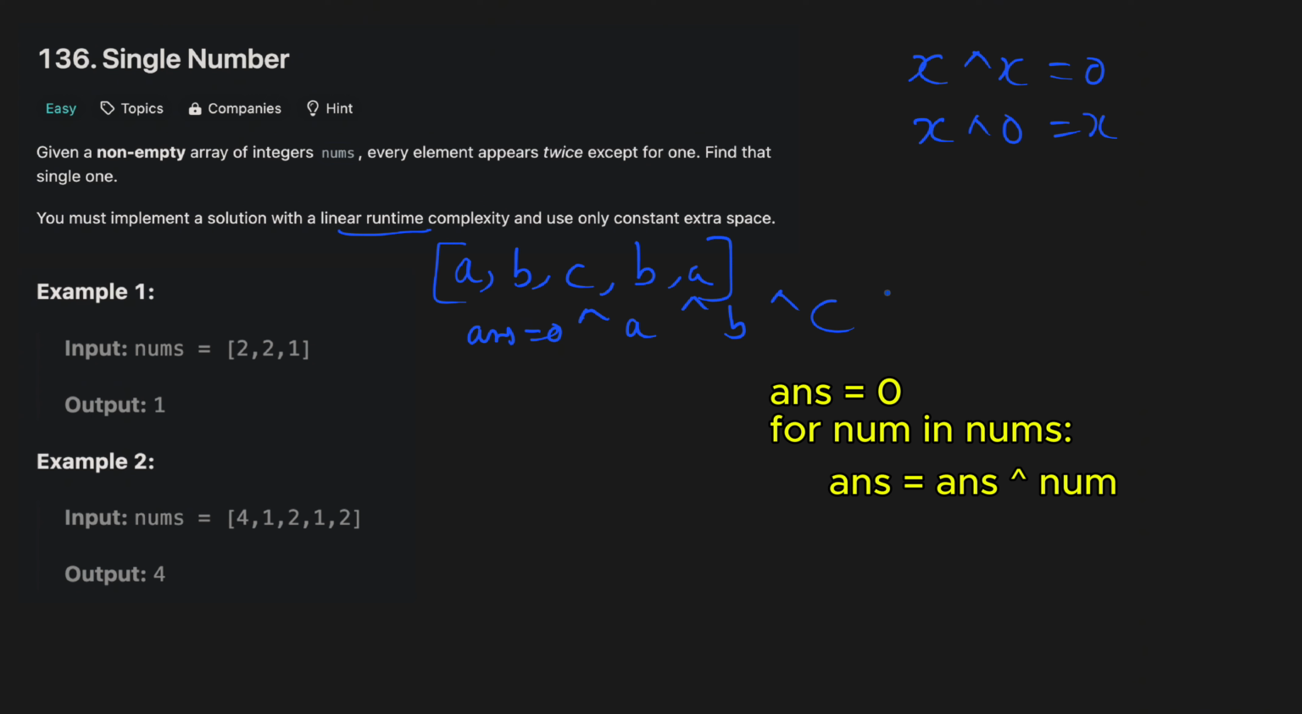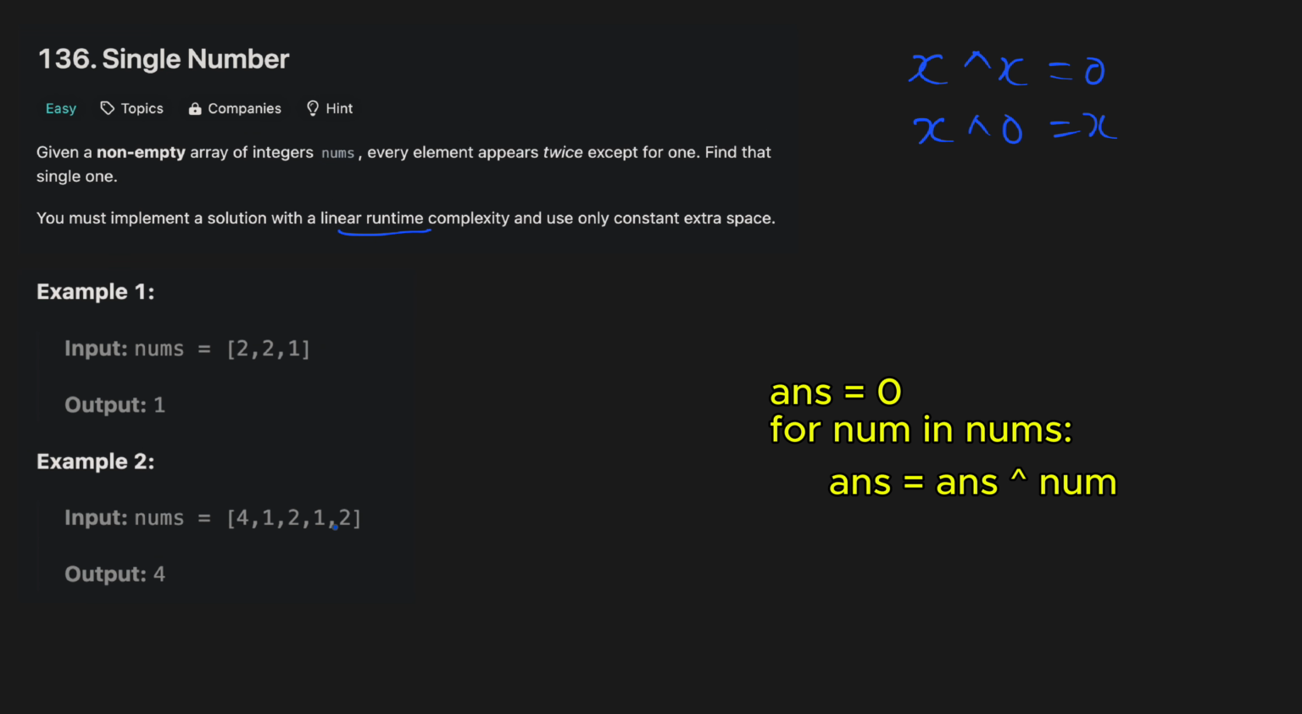Then we see b again. And this time when we XOR b with the result, b and b will cancel out to 0, leaving a XOR c. And finally we see a again. And this time when we XOR a with the result, a will cancel out, leaving the element c, which will be our answer. Now let's look at this at the bit level as well.